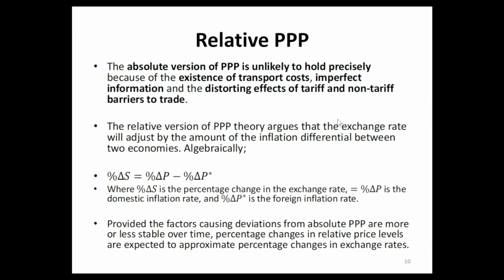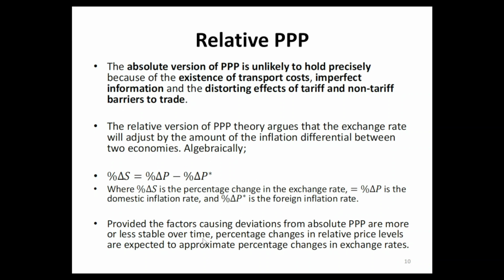So the relative version of purchasing power parity theory argues that the exchange rate will adjust by the amount of the inflation differential between two economies, right? እንግዲህ algebraically በዚህ way መስራት እንችላለን: the percentage change in s, the percentage change in the exchange rate, is equal to the percentage change in the domestic inflation rate minus the foreign inflation rate. በዚህች way በዚህ ፎርሙላ ተጠቅመን relative purchasing power parity ማግኘት ይችላል ማለት ነው.